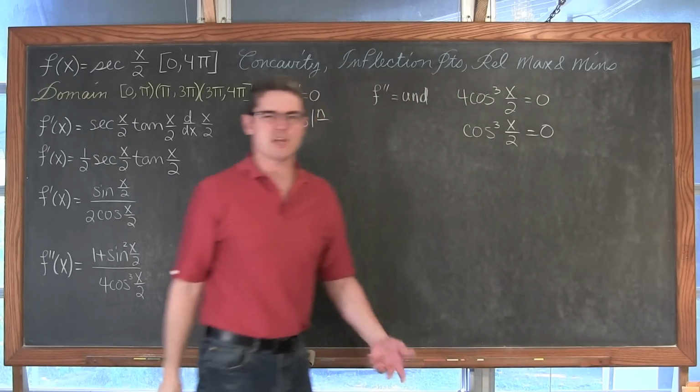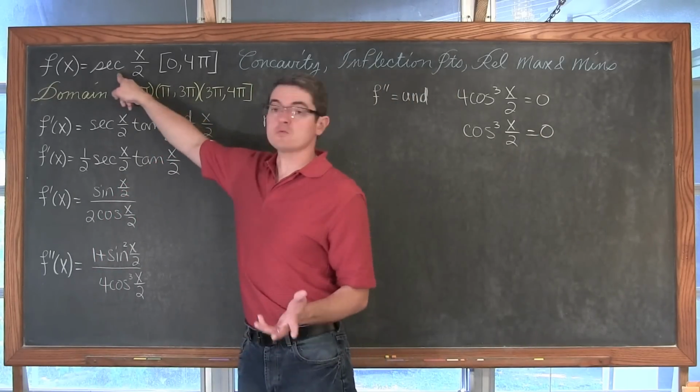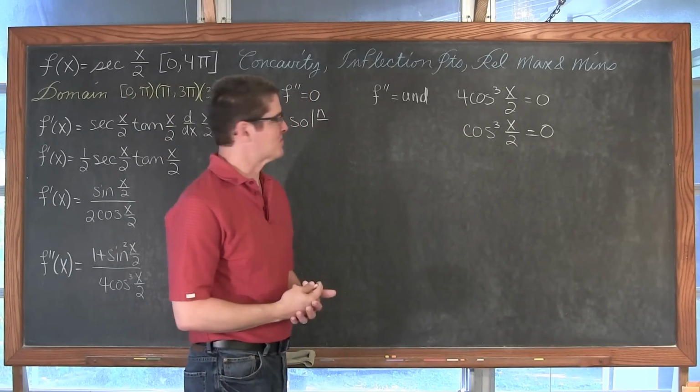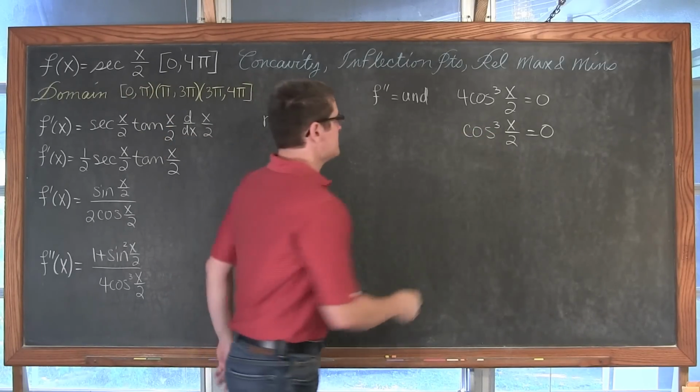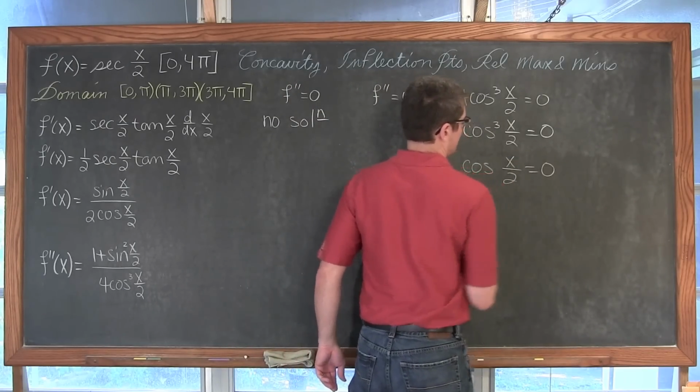This is starting to look the same as when I checked for the domain. Wonder why. Secant's 1 over cosine, and our denominator is still cosine. So yeah, we're going to get the same answers again. We're going to cube root both sides and get the cosine of x over 2 is equal to 0.